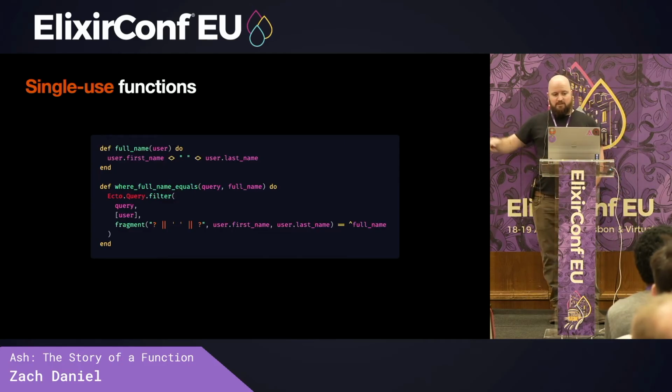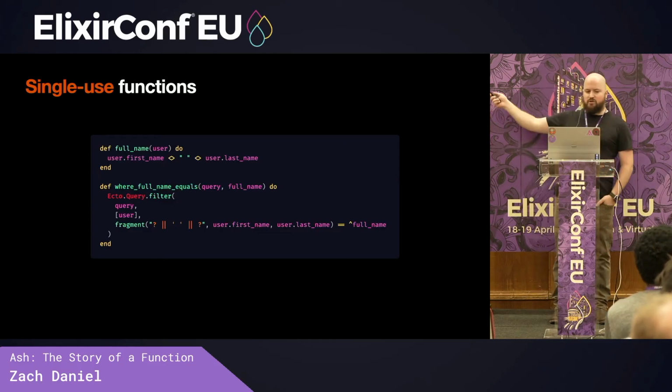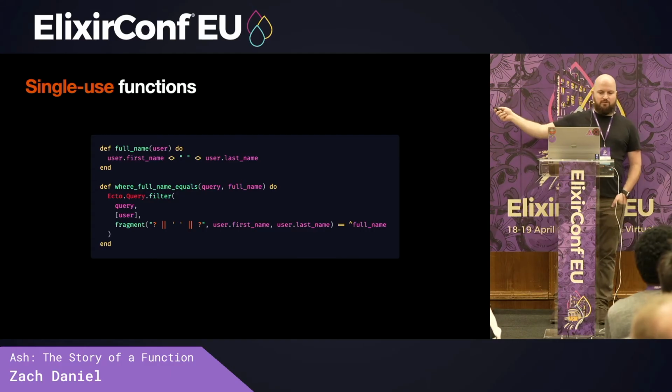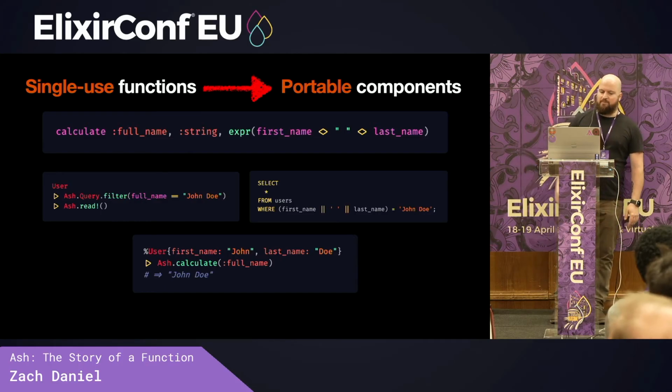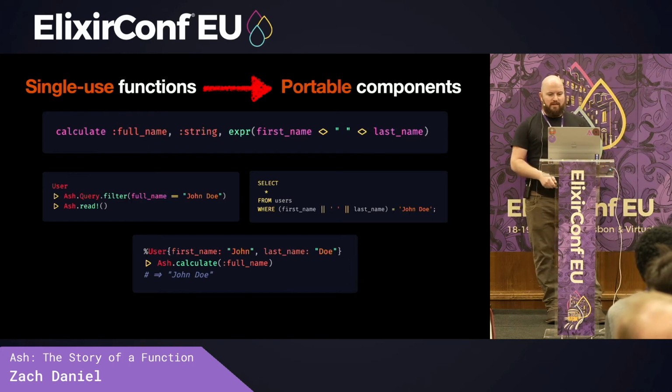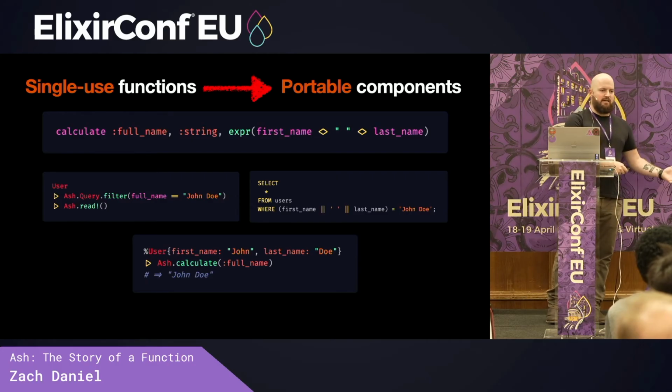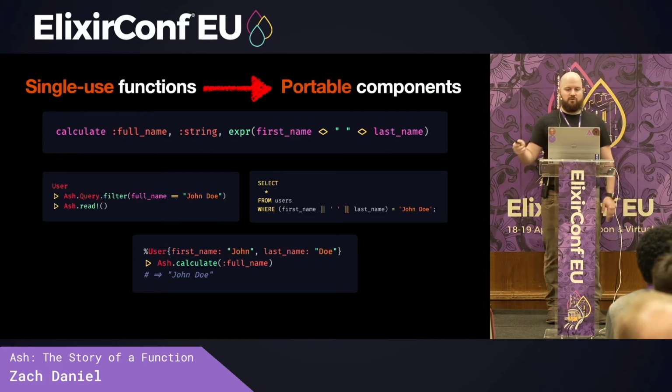Single-use functions, we talked about this. We have our SQL-y version of full name, and we have our Elixir version of full name. So in Ash, we have portable components. We have portable expressions. So we have our full name calculation here that's first name plus an empty space plus last name. And I can filter with it, in which case I get a SQL query that does that logic. Or I can just run the calculation in Elixir. It's a portable calculation, a portable expression syntax that supports multiple targets, including Elixir and SQL. So I don't have to redefine full name to get the ability to reuse this in multiple contexts.